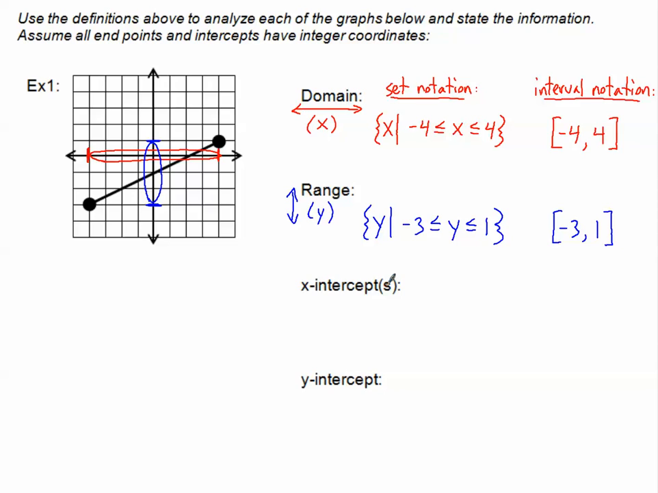X-intercepts, we're talking about where it crosses the x-axis, and that actually only occurs in one location, right here. That's the value of 2. I'm going to write it as the ordered pair (2, 0). And finally, the y-intercept, that's where we cross the y-axis, and it happens once right there, and that's the point -1. So (0, -1) is the ordered pair that I'm going to write. So there's our first example.